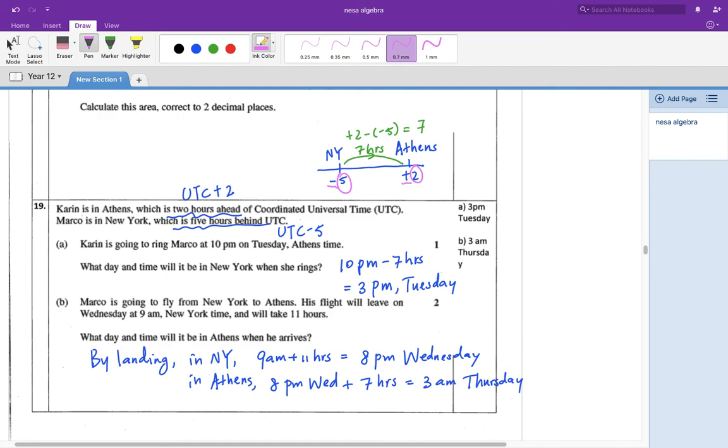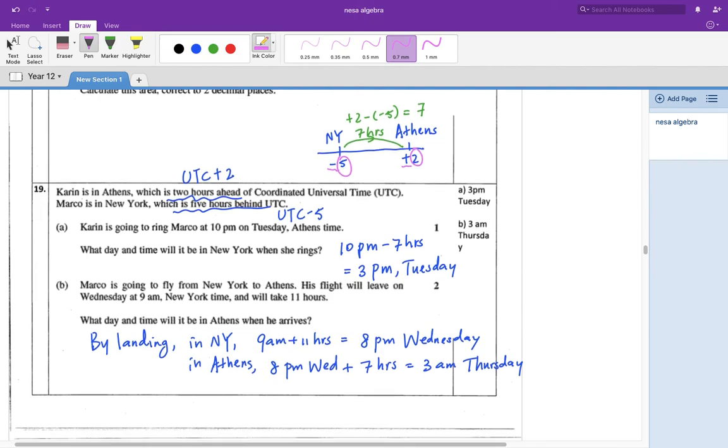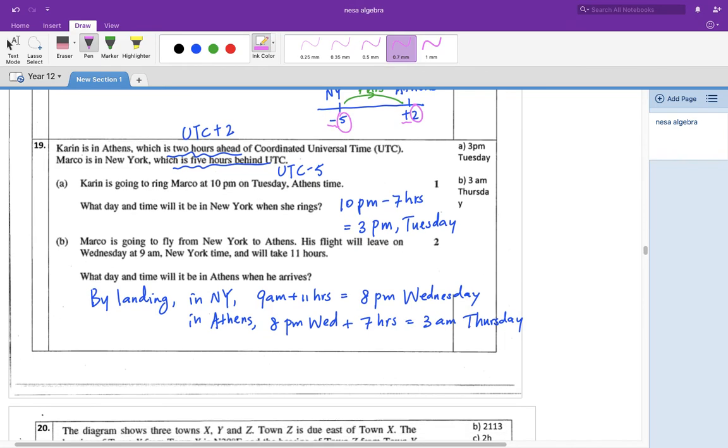So Karen is going to ring Marco at 10 p.m. on Tuesday in Athens. So Athens is ahead, right? To get New York time, you need to go backwards by 7 hours, which will give you 3 p.m. on Tuesday. Question B, so Marco is flying from New York to Athens. His flight will leave on Wednesday at 9 a.m. New York time and will take 11 hours.